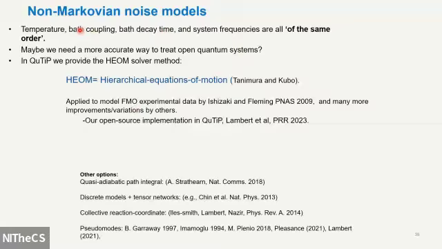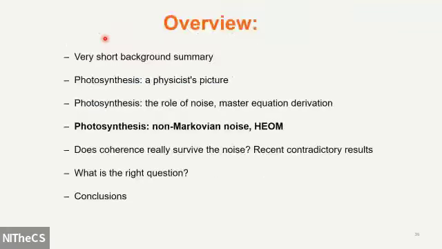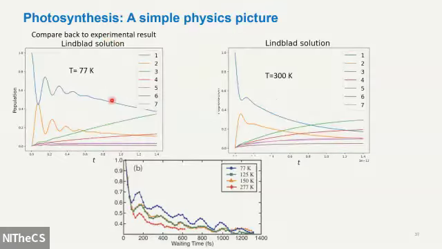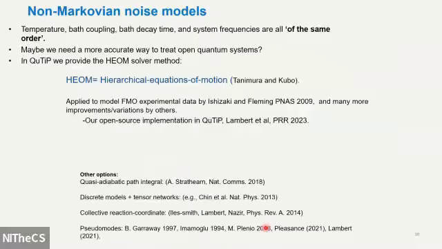So what we've said is that all these parameters of this environment, the coupling strength, the decay time, and also the temperature, are all of the same order as these system parameters, this energy splitting of these chromophores and the tunneling strength between them. So we might expect that this master equation result that we got here is maybe not correct. Maybe if we do a more accurate model, it might explain these longer persistent oscillations.